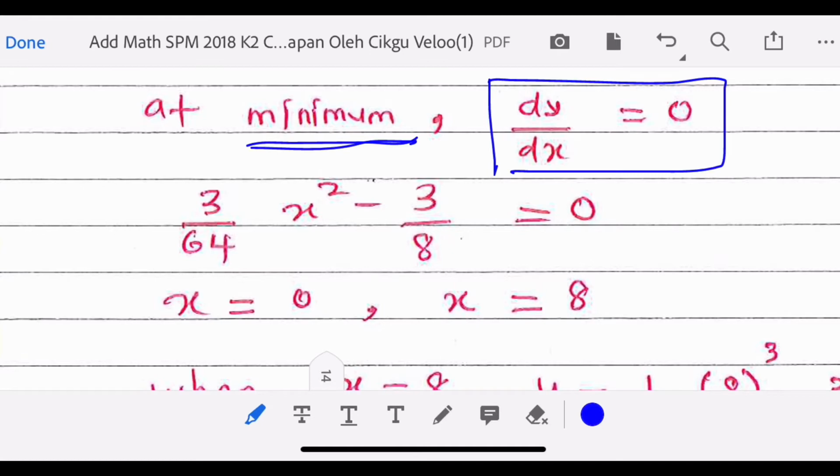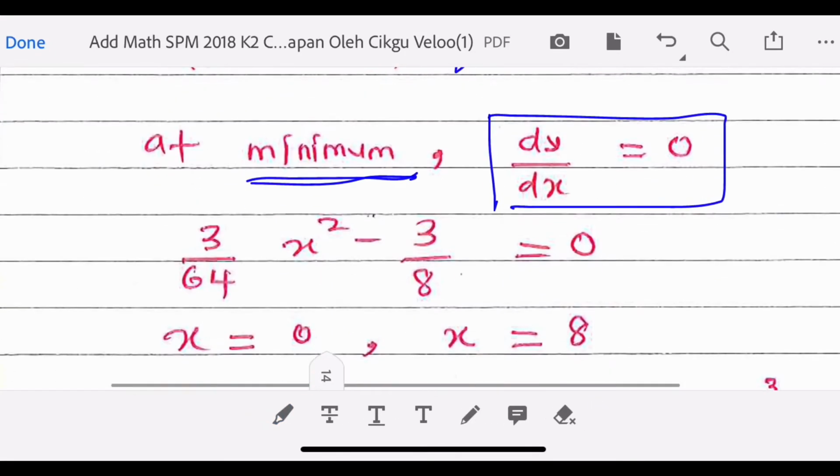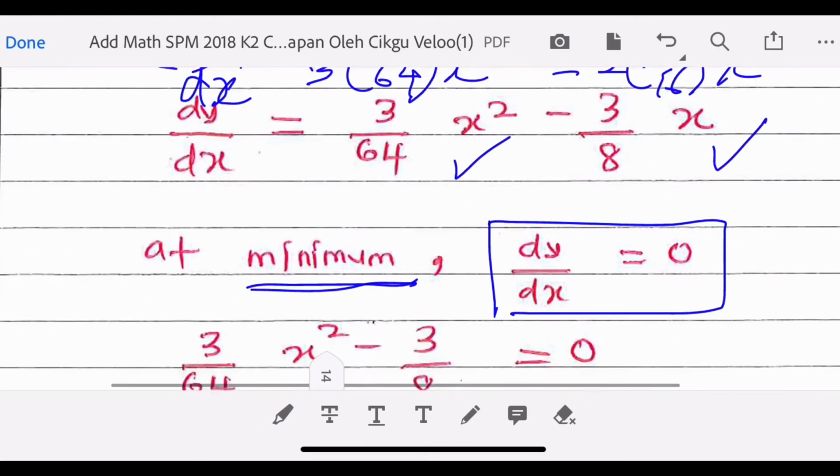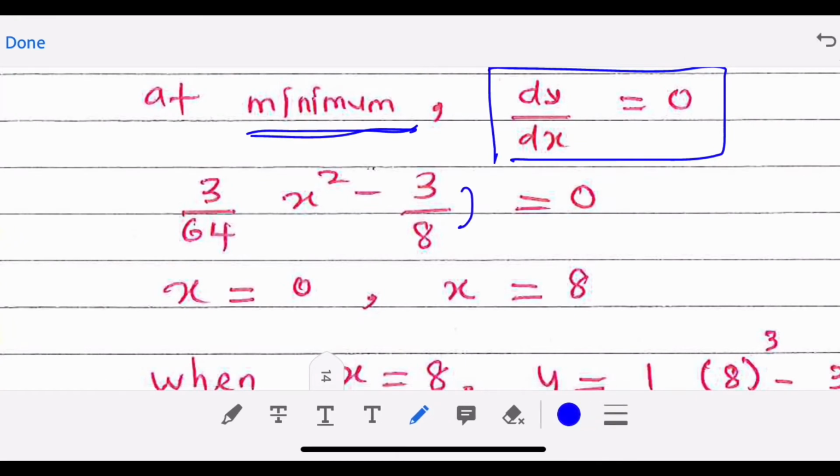Then at minimum, the moment you see the term minimum, you just assign dy/dx equal to 0. Or maximum. Minimum or maximum means that the gradient of the tangent is equal to 0. It's a horizontal line at the maximum point or minimum point.